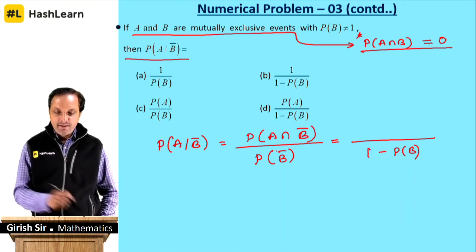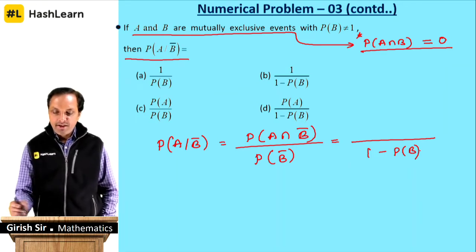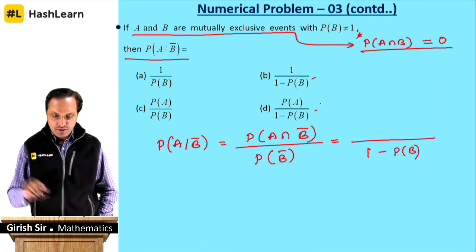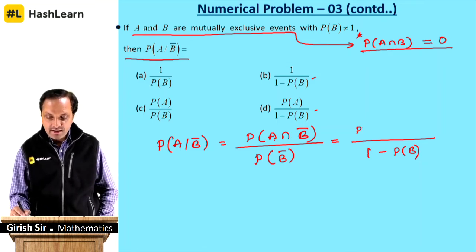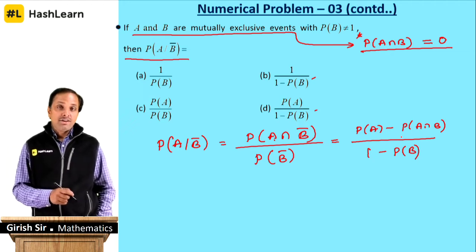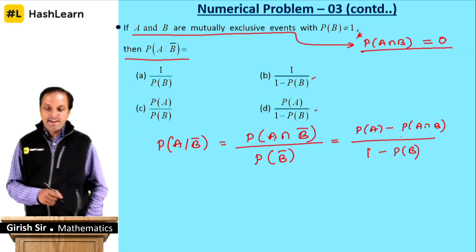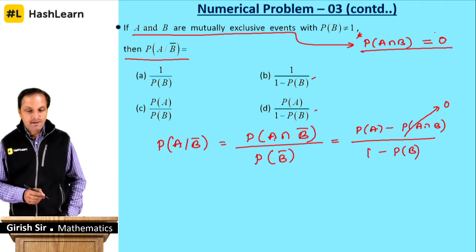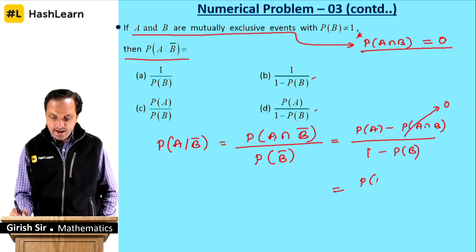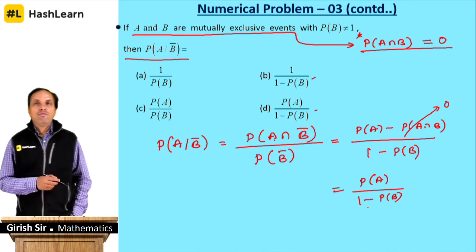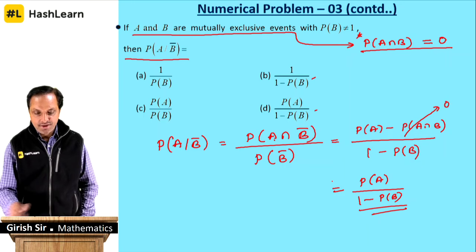Then how will you find the remaining part? So 1 minus probability of B, you have two options, B and D, and one among those two should be your answer. A intersection B bar is nothing but probability of A minus probability of A intersection B. तो इसको हम 0 कर देंगे क्योंकि A and B are mutually exclusive. तो हमारा फाइनल आंसर आएगा probability of A by 1 minus probability of B, and which is your option D.